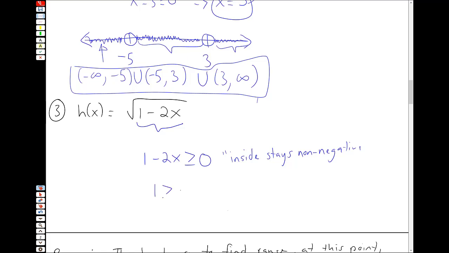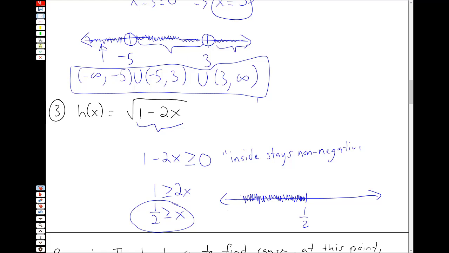So I'm going to add 2x to both sides, then divide both sides by 2. Our domain would be all numbers that are less than or equal to 1/2. Let's draw the number line. I'm going to put 1/2 here. Notice 1/2 is greater than or equal to x. That means we're coloring in the left side here, so things like 0, -1, -2, and so on and so forth.